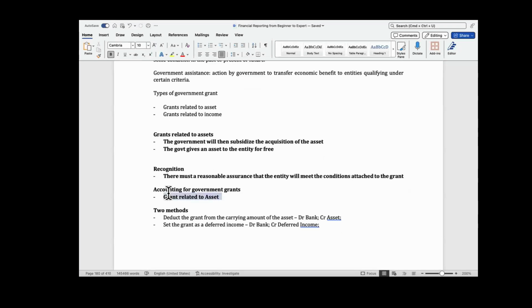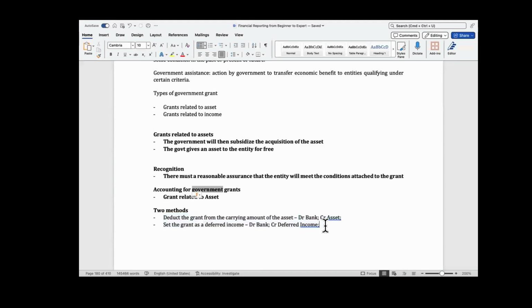Sorry, I have a question. It's just for clarity. The two methods you mentioned, is it just for grants related to assets or for both income and asset grants? It's just for assets, yes. In this topic I'm teaching you today, the most important thing here is how to treat these two. And it's quite straightforward.